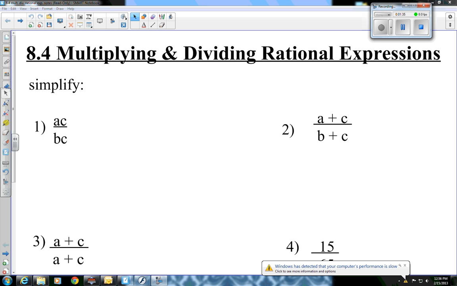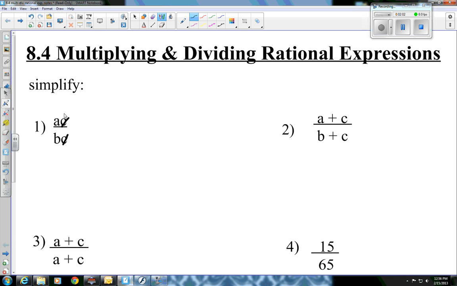Remember, rational numbers are numbers that can be written as a fraction. So rational expressions are expressions written as fractions. First thing we're going to do is a little review and remind ourselves how we simplify fractions. If I have a times c divided by b times c, how would I simplify that? A over b. Yes. The c divided by c is 1, and 1 times a over b is just a over b. So that would be simplified.